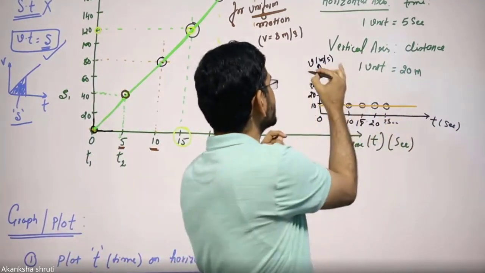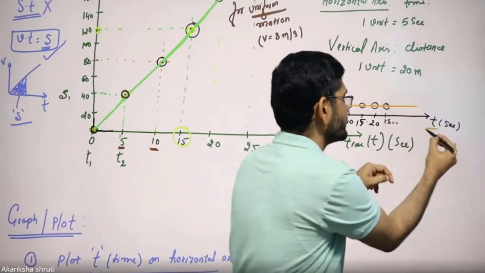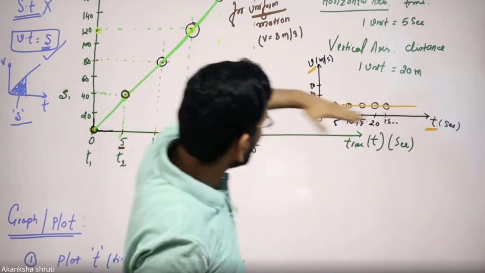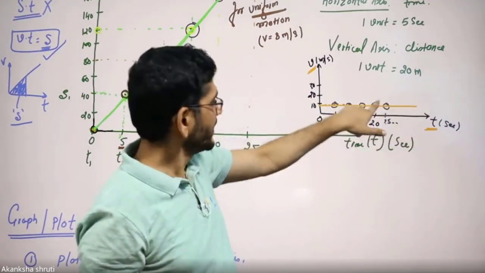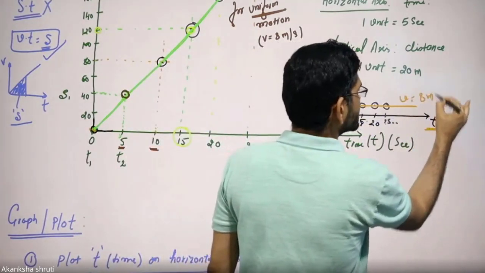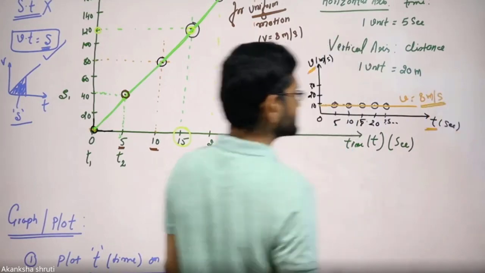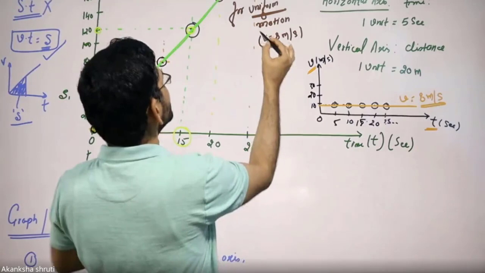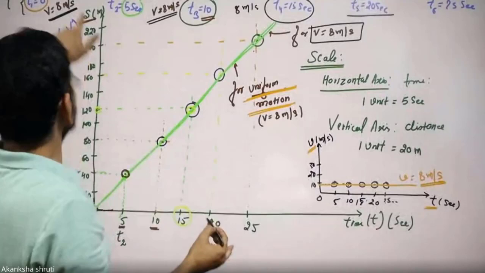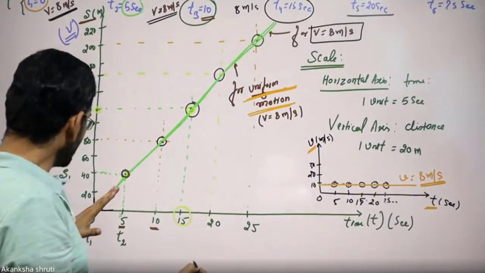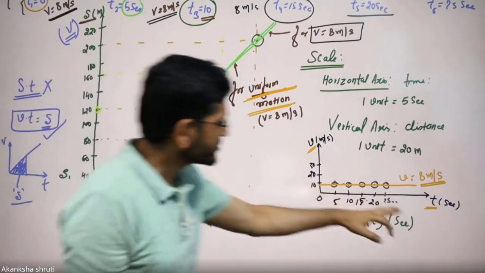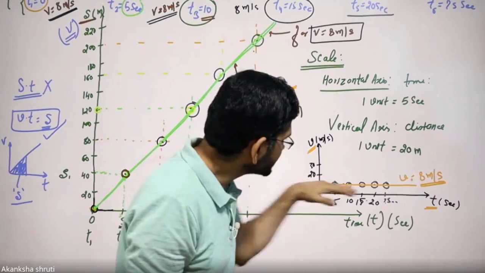What is this, student? Keep in mind, the velocity time graph for a body under uniform motion is a line horizontal to the time axis. It is not on the time axis. So the speed is equal to 8 meters per second. For the uniform motion, students, the distance time graph is a line inclined with the time axis, but its velocity time graph is a straight line.